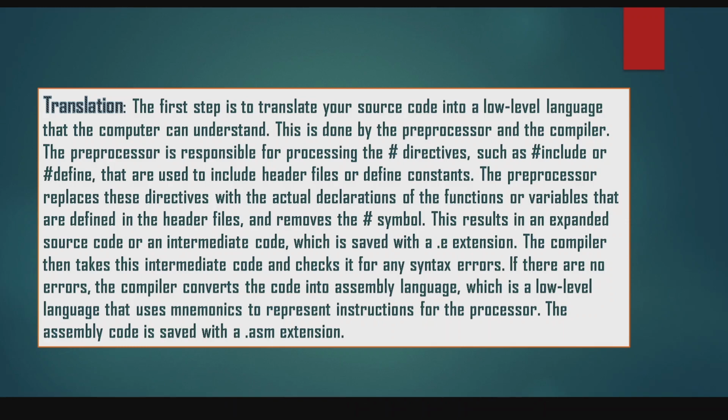This results in an expanded source code, or an intermediate code, which is saved with a .i extension. The compiler then takes this intermediate code and checks it for what? Any syntax error. If there's any syntax error, you have to go back to your source code, correct the error, and start again. The compiler converts the code into assembly language, which is a low-level language that uses mnemonics to represent instructions for the processor. The assembly code is saved with a .asm extension.